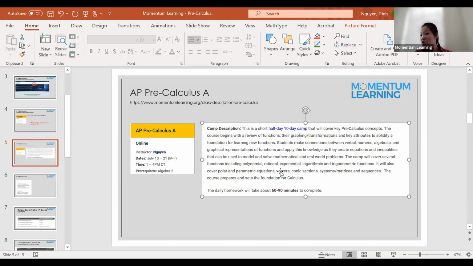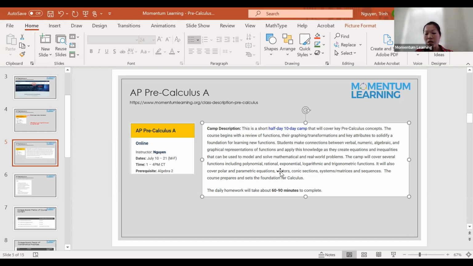AP is adding matrices. Normally, we don't do systems and matrices. That currently at our school is for our Algebra 2 students. So we will assume that the pre-cal students already know the concept and they know how to solve systems of equations and they know how to apply matrices. If we do, we just touch up a little bit of it, but it won't be in depth.